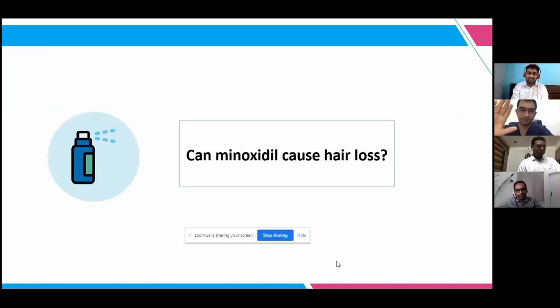Yeah, Dr. Malay, this is for you. This question: can minoxidil cause hair loss? So I'll definitely answer the first question. Minoxidil can temporarily give you a temporary telogen effluvium for a period of 2 to 8 weeks. And we have to counsel the patient upfront before they start minoxidil. Once they are adjusted to the molecule after 4 to 6 weeks, the side effect can be eliminated or reduced.